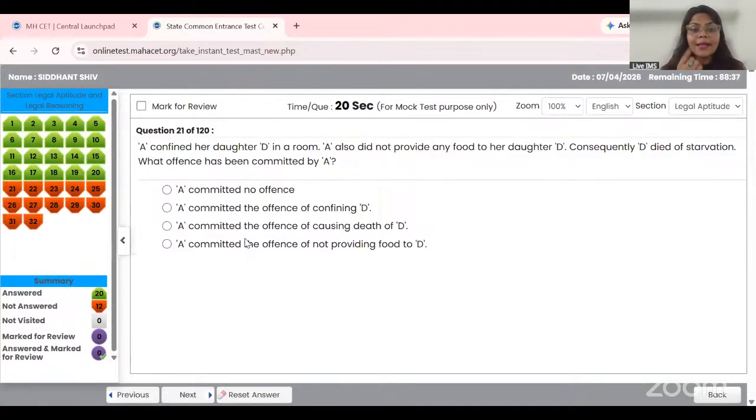Next, A confined her daughter D in a room, and A also did not provide any food to her daughter, which resulted in her death of starvation. What offense has been committed, right? So I have done an act which resulted in your death. I have not provided you any food or anything which resulted in your death due to starvation. First option is no offense.